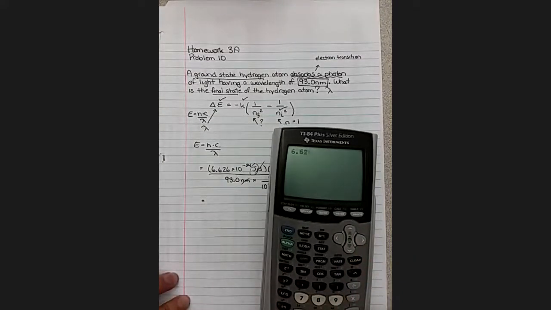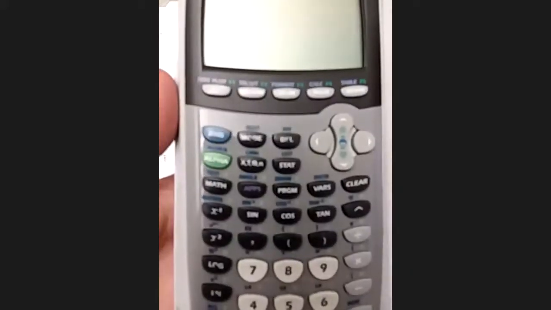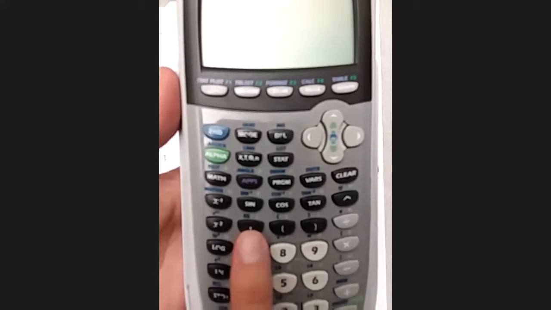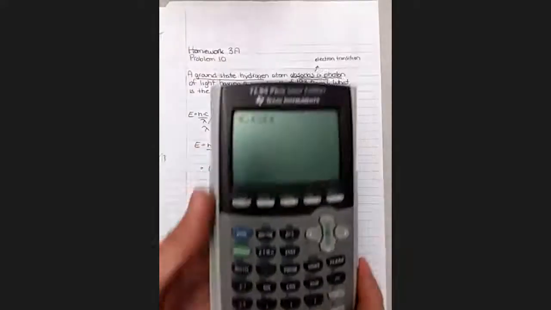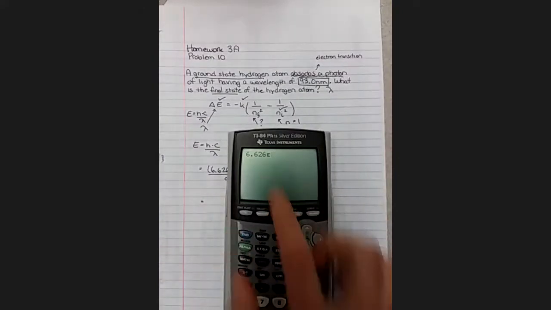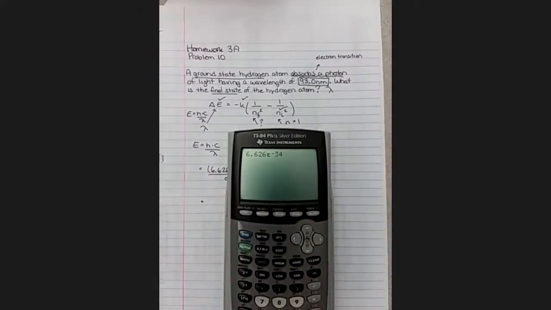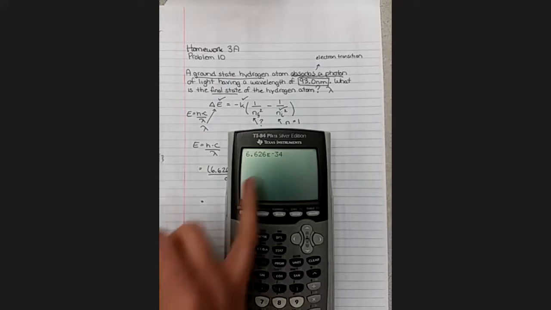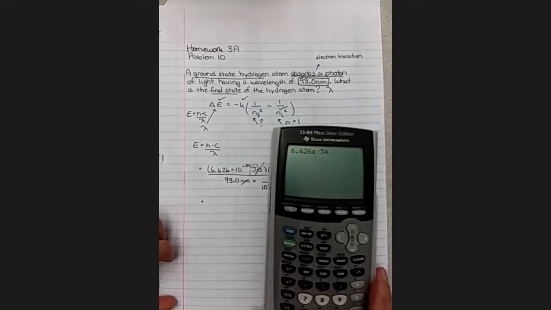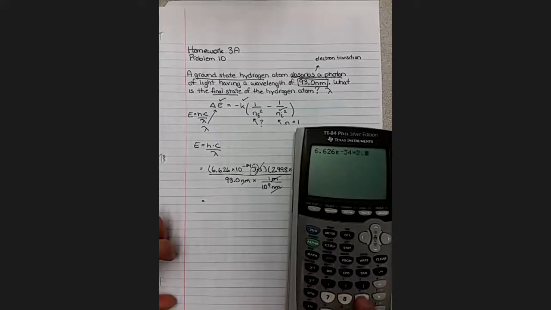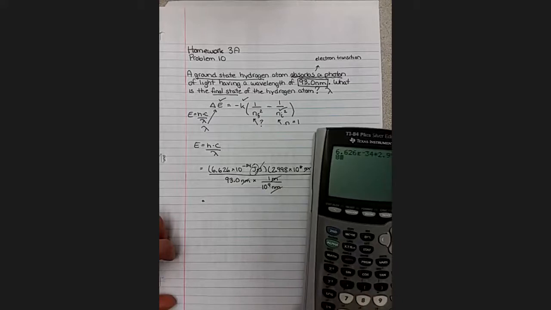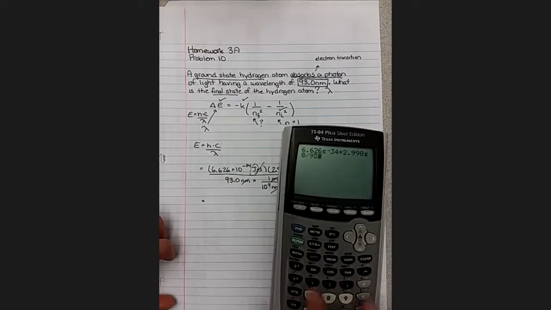So we have 6.626, and make sure you use this E button. There's a double capital E above the comma. And when we press that, it gives us a small e here where we can put the negative 34 exponent. It's much more effective to use this button to enter your scientific notation than to multiply by 10 to the negative 34th, because this ensures that we don't get our multiply and divide mixed up. Let's see, so times 2.998 e to the 8th divided by 93 e to the negative 9th.